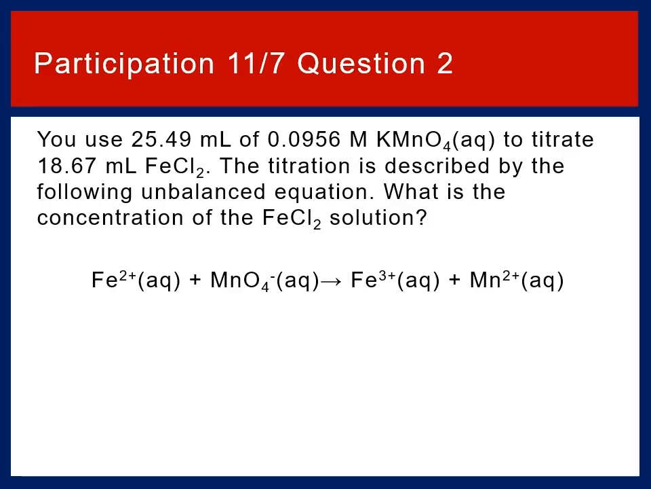Again, use 25.49 milliliters of 0.0956 molar potassium permanganate to titrate 18.67 milliliters iron 2 chloride. The titration is described by the following unbalanced equation. What is the concentration of the iron 2 chloride solution? The associated unbalanced reaction is iron 2 and permanganate becomes iron 3 and manganese 2. You maybe did some work previously that you can apply to this one, that you should and or need to apply to this question.